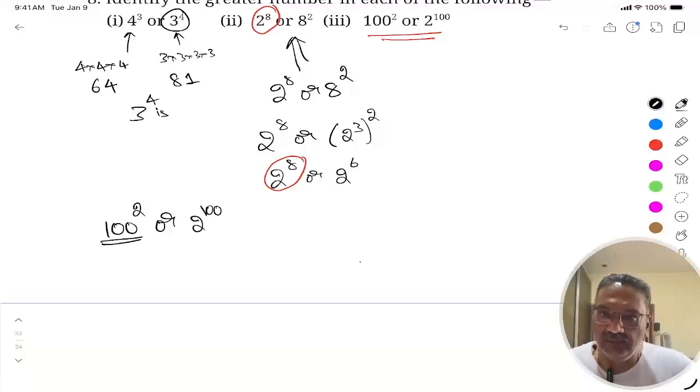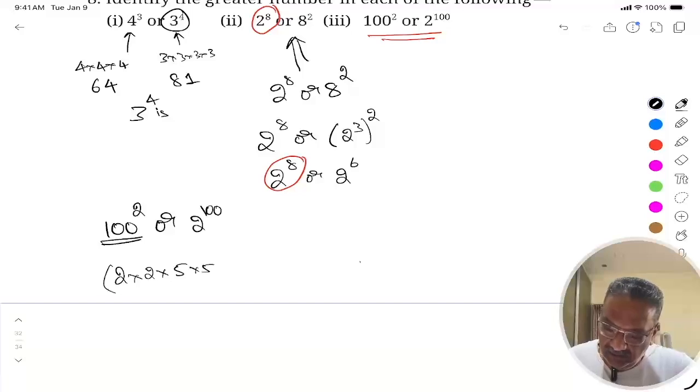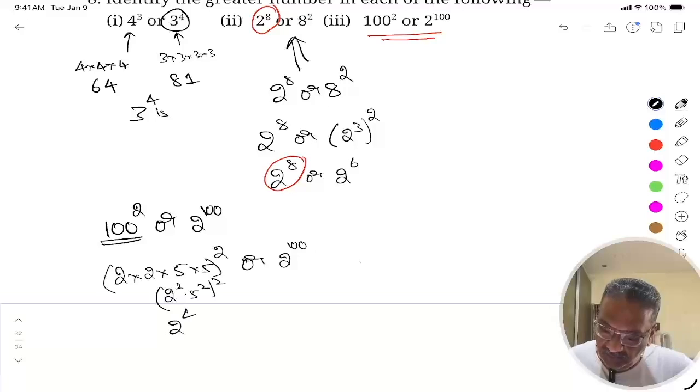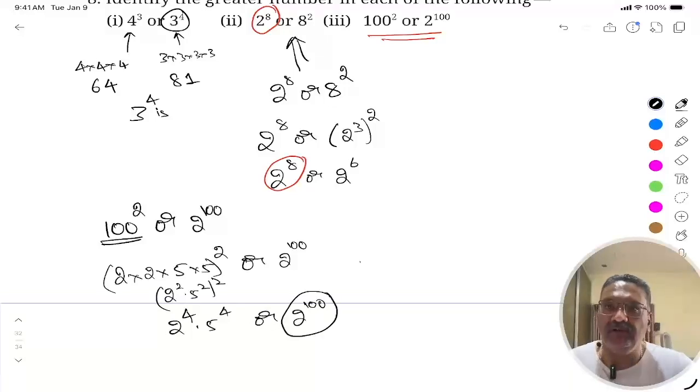But let us try to solve it mathematically. 100 can be written as, can you convert it into 2? 2 into 2 into 5 into 5, or you can say it as 2 square into 5 square. Here we have 2 to the power 2 square into 5 square to the whole square, or 2 to the power of 4 into 5 to the power of 4, or 2 to the power of 100. Naturally 2 to the power of 100 is much bigger. Okay, so we've got this.